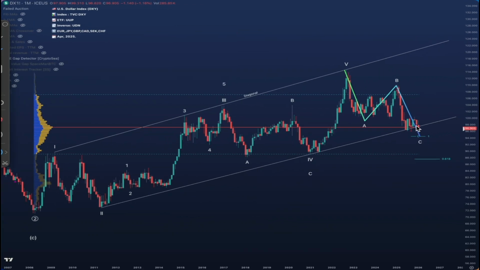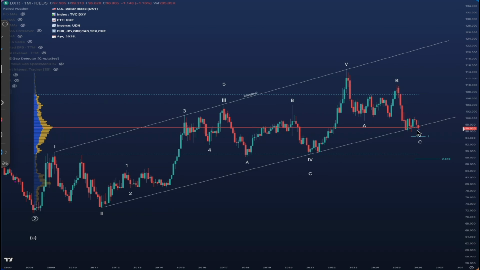Okay, so either this is going to extend itself, or it could actually find support at this area right here, and we could see this correction already bottoming out and conclude. We have a few levels to watch here. We're going to start off by taking a look at this POC line here.